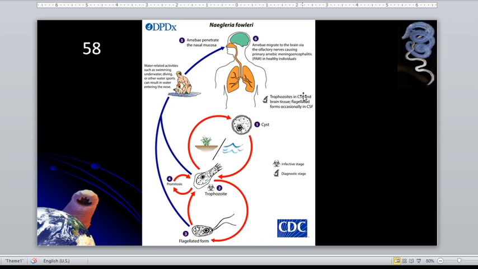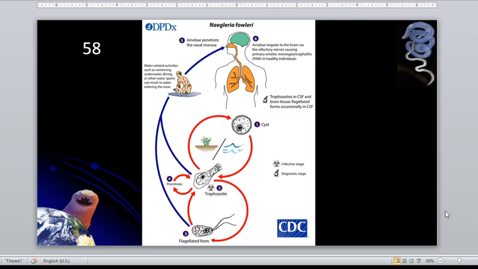The trophozoites in the CSF and brain tissue, and the flagellated forms occasionally in the CSF, are the diagnostic stage. And again, what do you mean by diagnostic stage? These are the stages that are seen in body fluids. That is what you see when you run a diagnostic test in the laboratory. That's why that is referred to as the diagnostic stage. So the cysts are not seen in the brain tissue. Why? Because that is a watery environment and they will not persist, because they do not feel a threat to their life. So they will not persist.